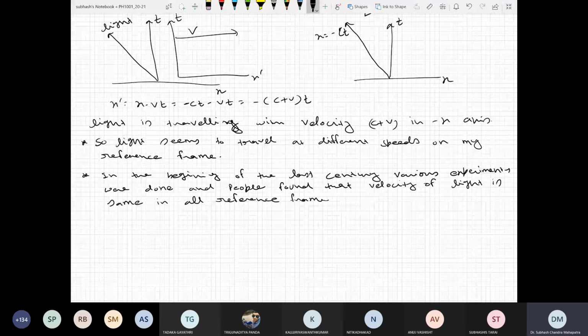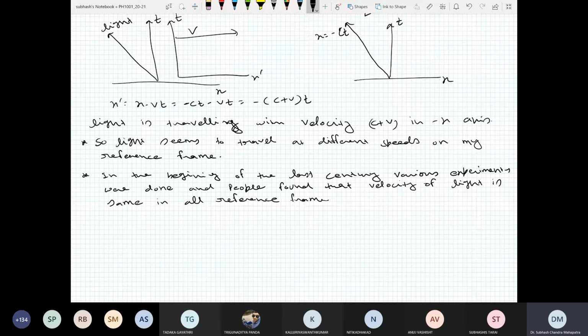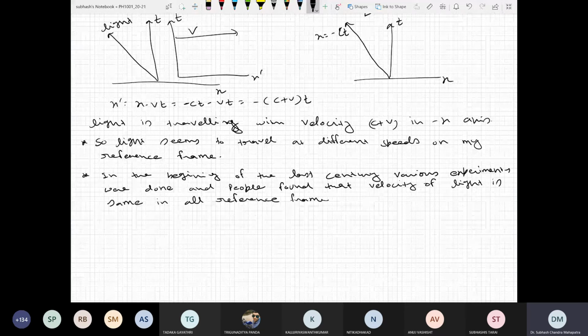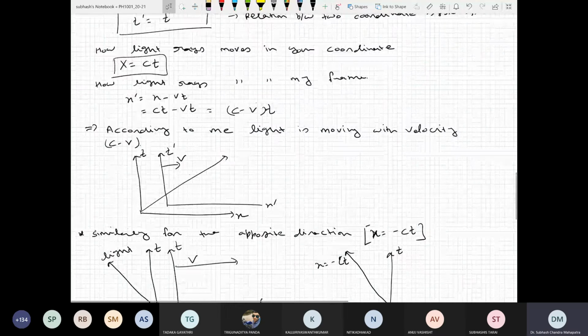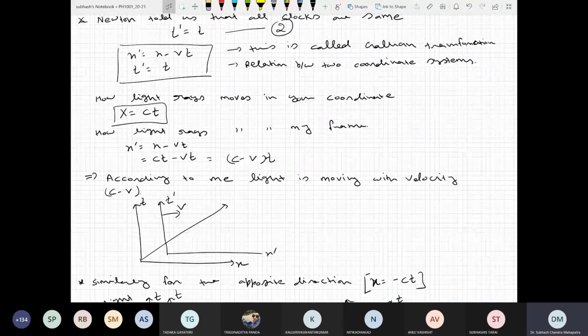Whether you measure it or I measure it, even though I'm moving with velocity v with respect to you, we will both see that the light moves with velocity c. Now, that's problematic. If the velocity of light is the same in all reference frames, that means this Galilean transformation is wrong. Newton would have agreed with this Galilean transformation: x prime is equal to x minus vt, t prime is t. In Newtonian mechanics, the laws of physics remain the same.